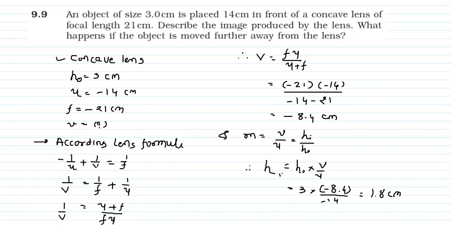Okay, here we can say that as the object moves away from the lens, as the object moves away from the lens, the virtual image moves towards the focal point.